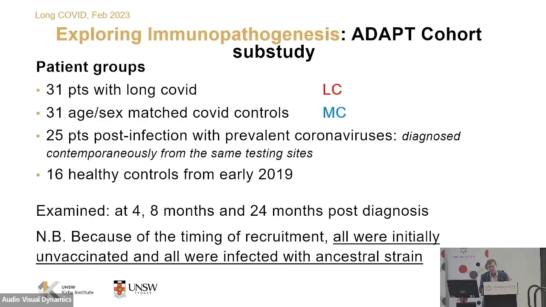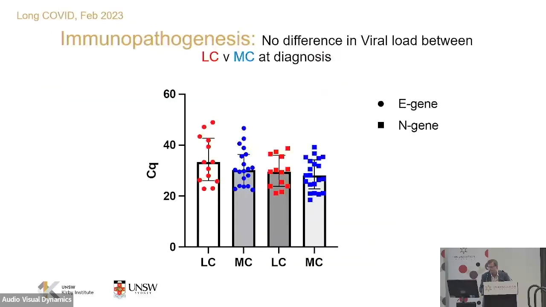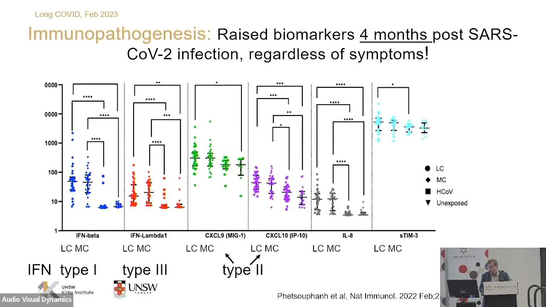Remember, these are first wave samples. They were all unvaccinated, and they were all infected with the ancestral strain. So the viral loads at diagnosis between the long COVID and matched controls were not different. And we measured 31 serum analytes.